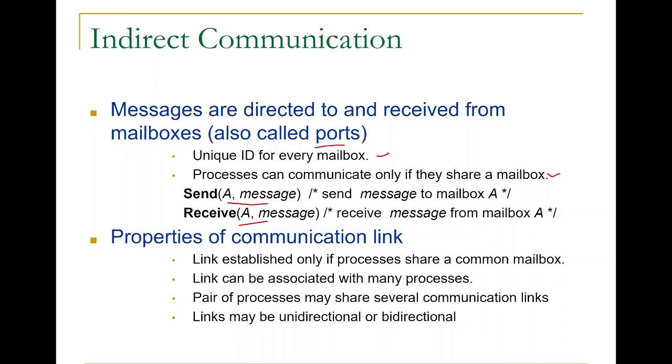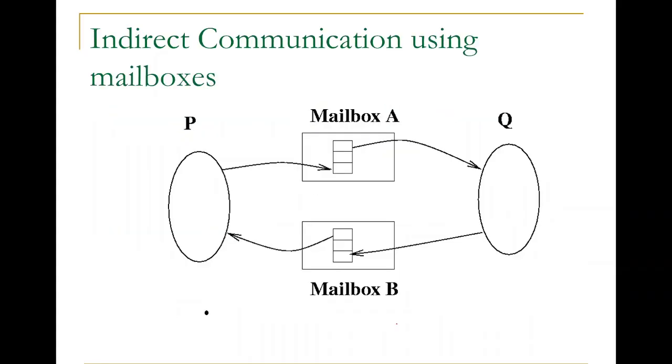Now, the properties of the communication link here are that a link is established only if processes share a common mailbox. A link can be shared with many processes. A pair of processes may share several communication links, and links may be unidirectional or bidirectional. So that is indirect communication using mailboxes. P sends a message to mailbox A, and then Q picks it from mailbox A.